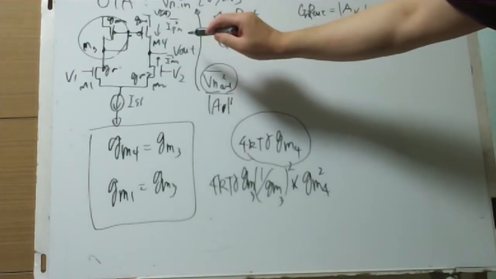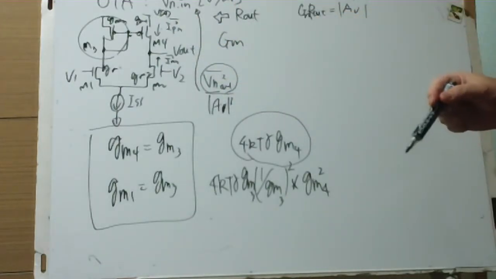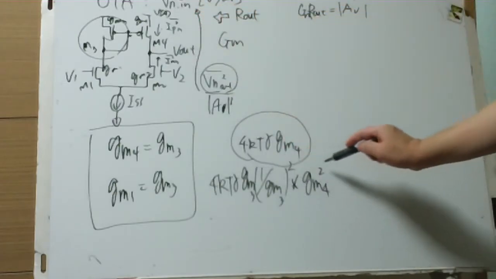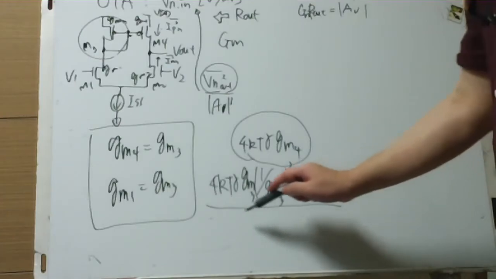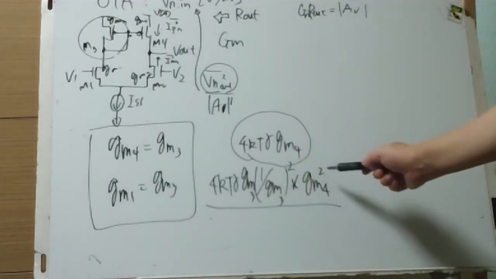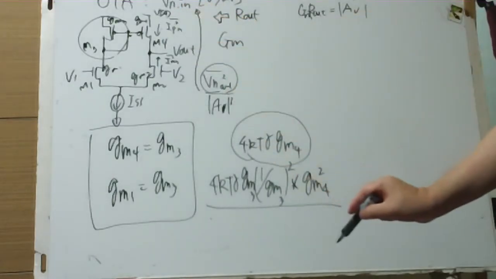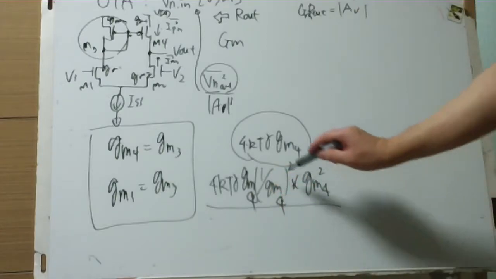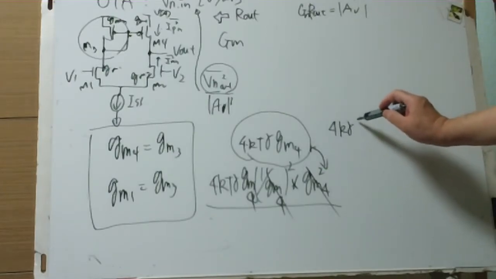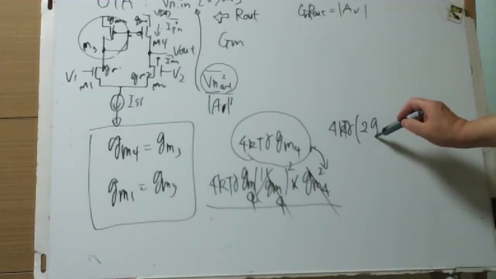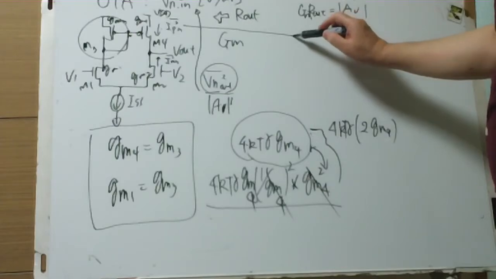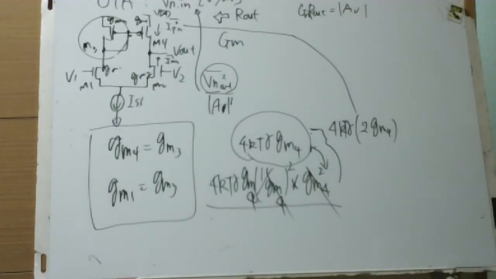V in equals this current in linear representation, like that, the same as this, and the current noise added must be added as GM4 V in, and power which is written in power, GM4 squared times this, and GM4 and GM3 equal. This is 4 and this is 4, and GM4 squared cancelled, so this is added, so 4kT gamma 2 GM4. So this is 4kT gamma 2 times 2 GM4.